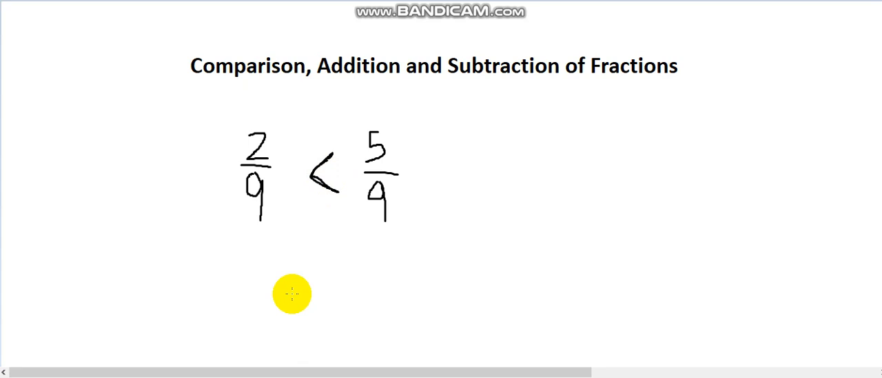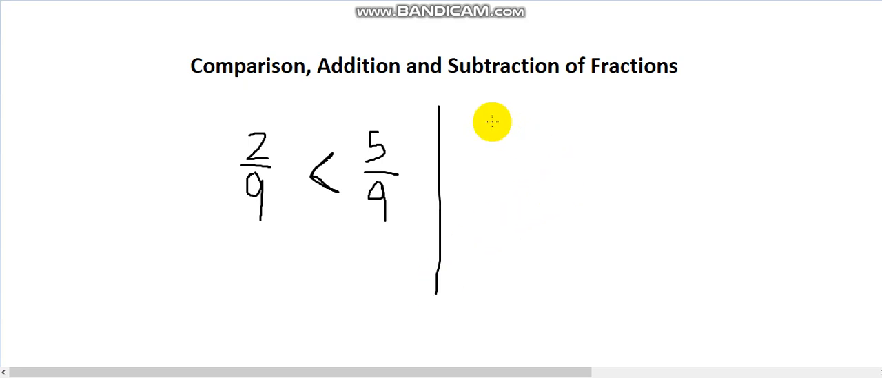Which makes sense if you think about it, because it's like saying that I have a pizza cut into 9 pieces, and this person has 2 of those pieces, whereas this person has 5 of those pieces. So who has more? The person who has 5 pieces.